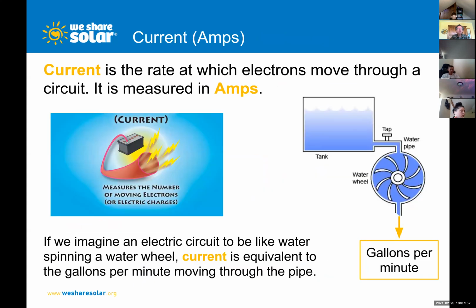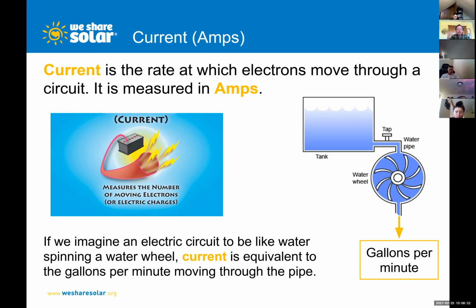We don't have the solar suitcases with us because we're not in person. That's okay. All right, so the first term is current. Current is the rate at which electrons move through a circuit, and it's measured in amps. So it says on here in the graphic that it's measuring the number of moving electrons. Now, it's not literally the number of electrons, the number might be in the millions or billions, but they have a way of measuring it, and it's called amps, and you have these special meters that you use.